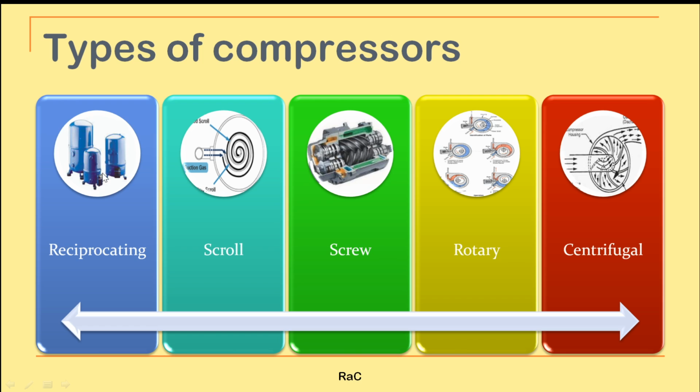You can see here a reciprocating compressor, you know that there will be a piston cylinder arrangement. Scroll compressor, it is just like an Archimedean screw type. I will show you the detailed schematic diagram. Then screw compressor, there will be two engaged meshed screws. A rotary compressor could be of vane type, moving or fixed vane type. Centrifugal compressor, the working principle is same as that of a centrifugal pump.